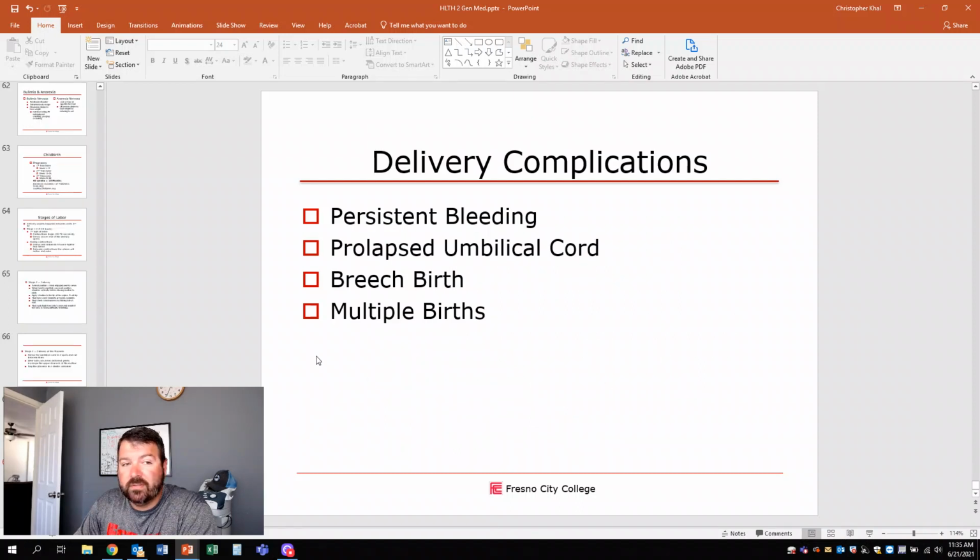Delivery complications. Persistent bleeding. Prolapsed umbilical cord, so it gets caught, snagged, whatever it is. Breech birth, which is when the feet come out first. Multiple births can be a complication. Cesarean is usually a fallback to this. Some people have the cesarean as their plan, especially with multiple births. They'll have an emergency cesarean or C-section because of a breech birth or some kind of umbilical cord issue or whatever the issue is. Just know that.